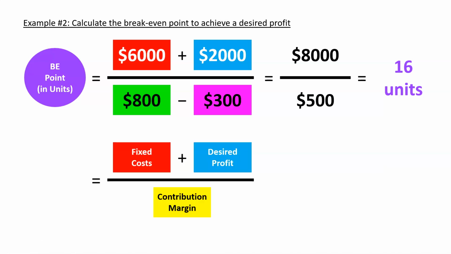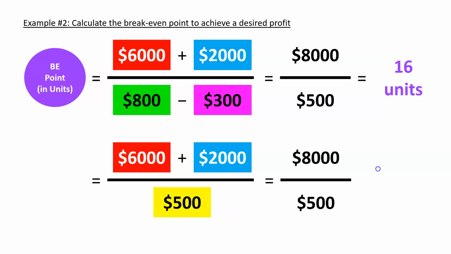We could have also saved some time there and just put in the contribution margin. So we take the same formula, we just take the fixed costs plus the desired profit and divide by that contribution margin. We'll end up with the exact same number.